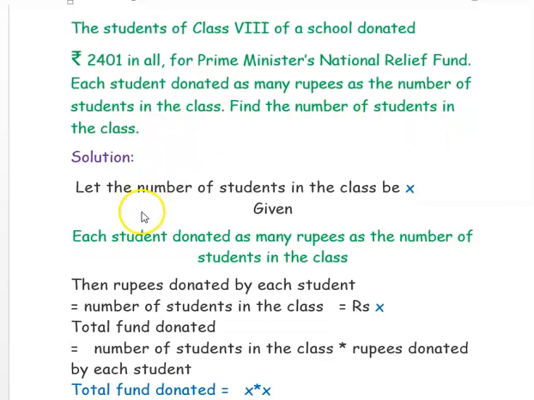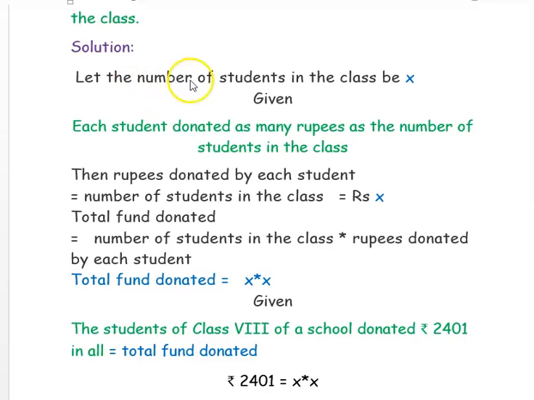Okay, so now let's see how to solve this problem. Let the number of students in the class be x, and it's given that each student donated as many rupees as the number of students in the class. So the rupees donated by each student is equal to the number of students in the class, which is equal to x, that we have assumed. So the total fund donated is equal to the number of students in the class into the rupees donated by each student.